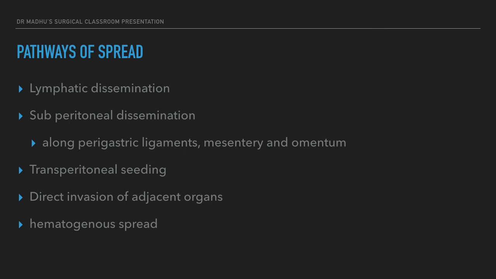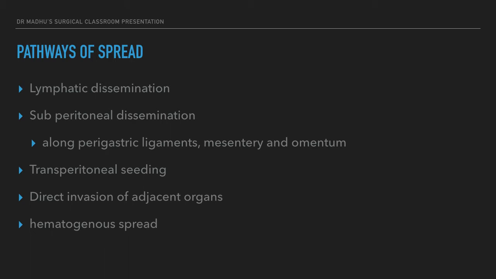To begin with, we should understand the pathways of spread of gastric adenocarcinoma. There are 5 different pathways of spread. The first is, of course, the lymphatic dissemination, where the malignant cells can spread to the adjacent perigastric and extraperigastric lymph nodes. The second is what is called the subperitoneal dissemination. It is a unique form of spread where the tumor spreads along the perigastric ligaments to the mesentery and omentum and even to the adjacent organs.